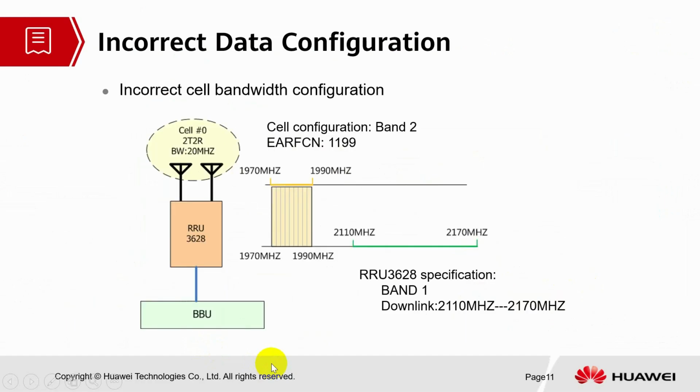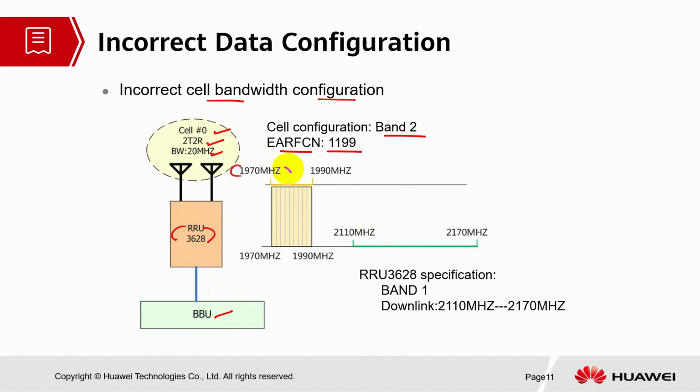Let's look into incorrect cell bandwidth configuration. For the incorrect cell bandwidth configuration, the cell configuration band is 2. The EARFCN, the frequency channel number, is 1199. About the hardware, they have configured one cell with 2T2R. The bandwidth is 20 MHz. They are using RRU 3628 with 1 BBU.